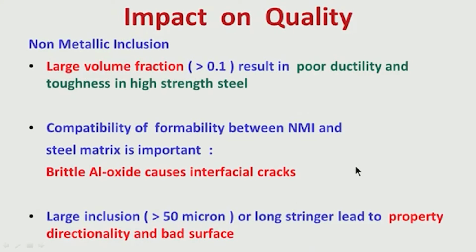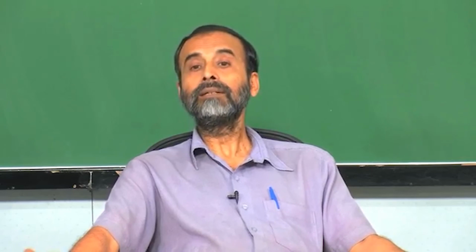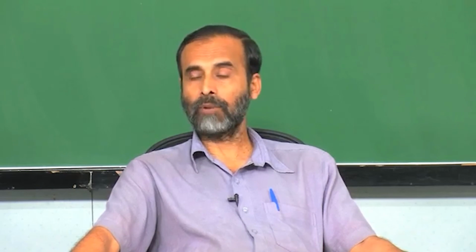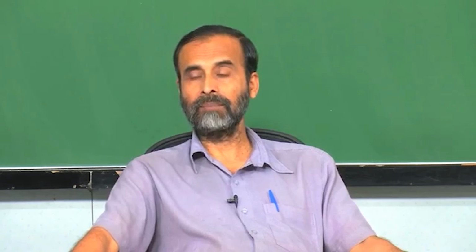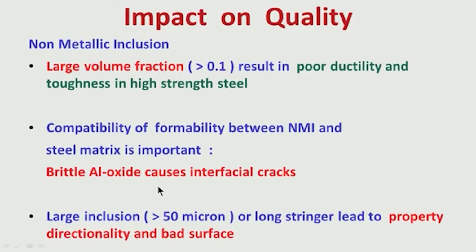As I have told, we have dissolved oxygen in steel. We want to deoxidize the steel. How do we do it? We can do it with silicon, we can do it with aluminum. Aluminum deoxidation is good because the dissolved oxygen can be brought down to less than 5 ppm. In the process, what is happening? Aluminum oxide, Al2O3, is forming in steel.